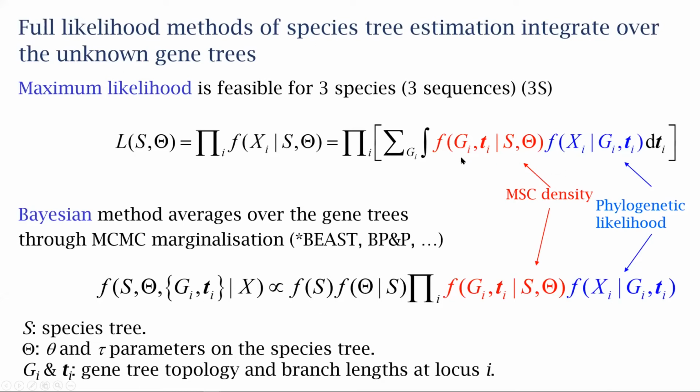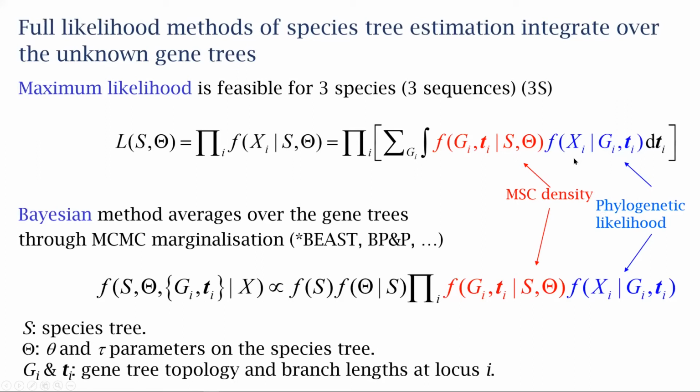So there are mainly two components in the model construction. This term I already mentioned in the previous slide. That's the joint density of the gene tree and the times given the species tree and the parameters. This term is the probability of the sequence alignment at locus I given the gene tree topology and branch lengths. Some of you may recognize this as the so-called phylogenetic likelihood, based on Joe Felsenstein's papers of 73 and 81. This is essentially in all the likelihood and Bayesian programs that you know about.